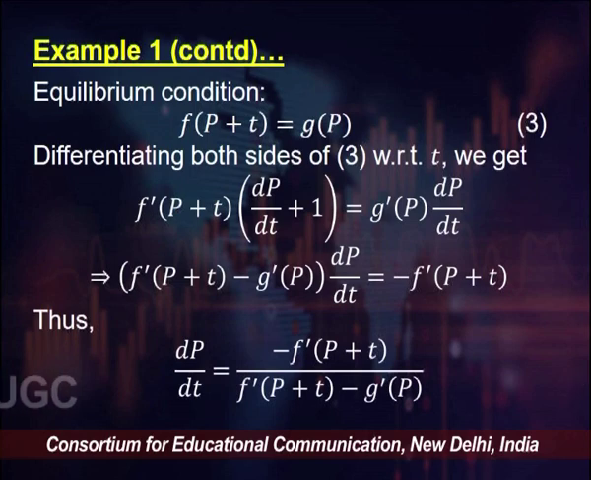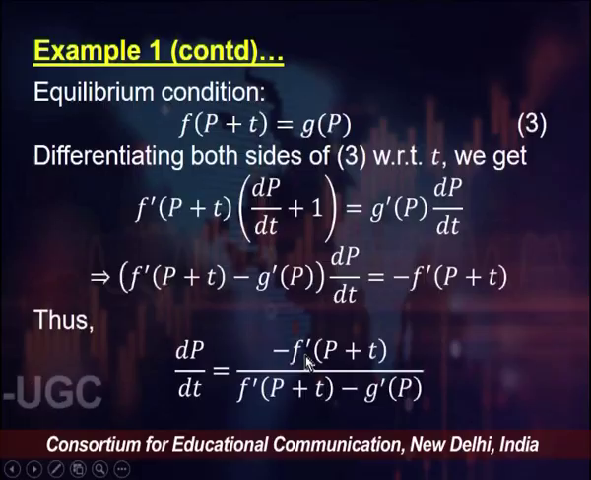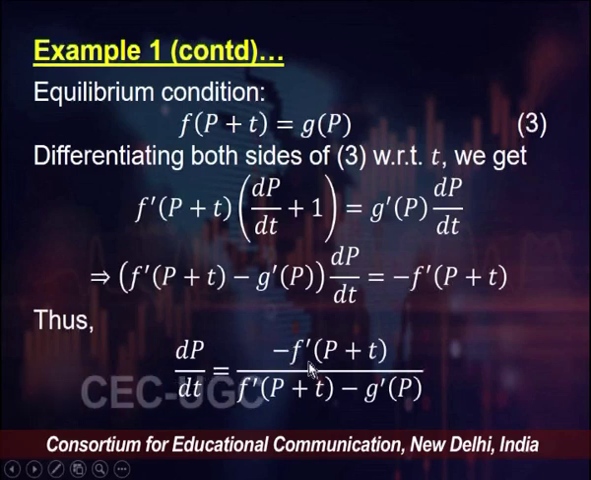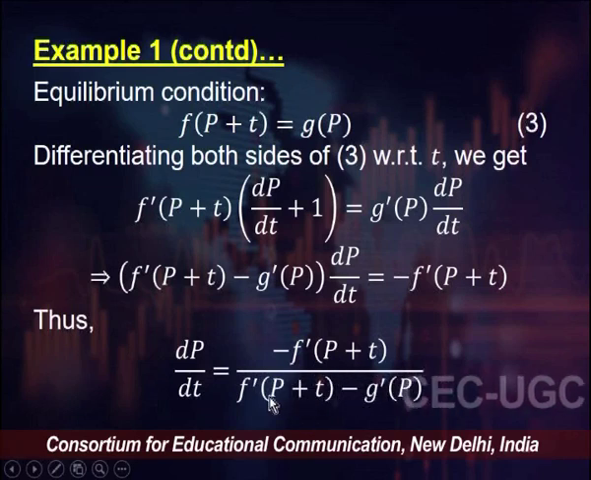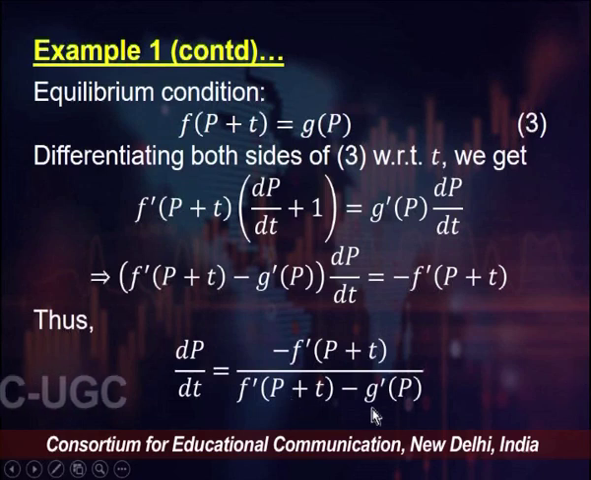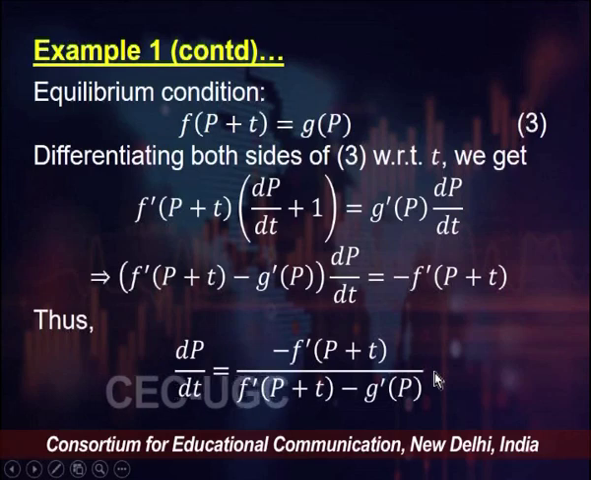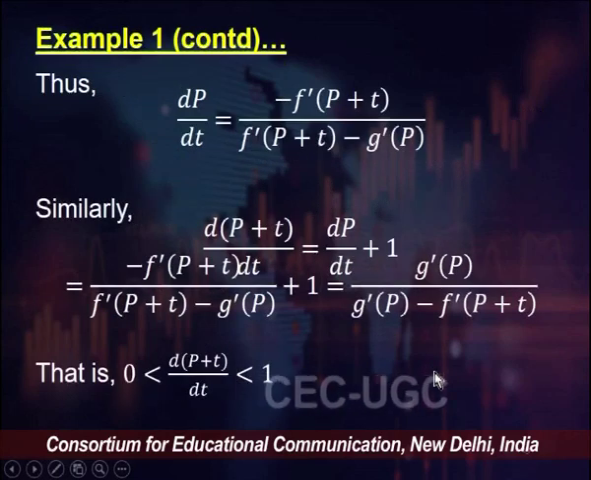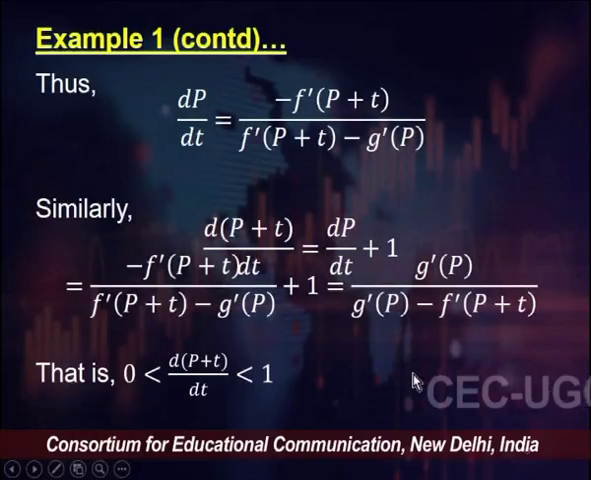Now, let us see what will be the sign of dp by dt here, and let us see if we get the same result that we did for the linear demand and supply functions. And yes, indeed, the result is the same, because look here, f prime is going to be negative, so the whole numerator becomes positive. And the denominator, f prime is negative and g prime is positive, so you are basically adding two negative numbers, and therefore the denominator will be negative. So, the whole thing is going to be negative.